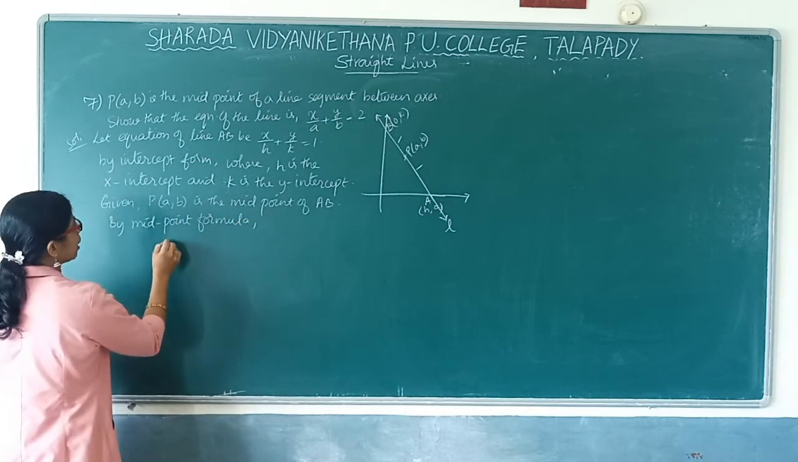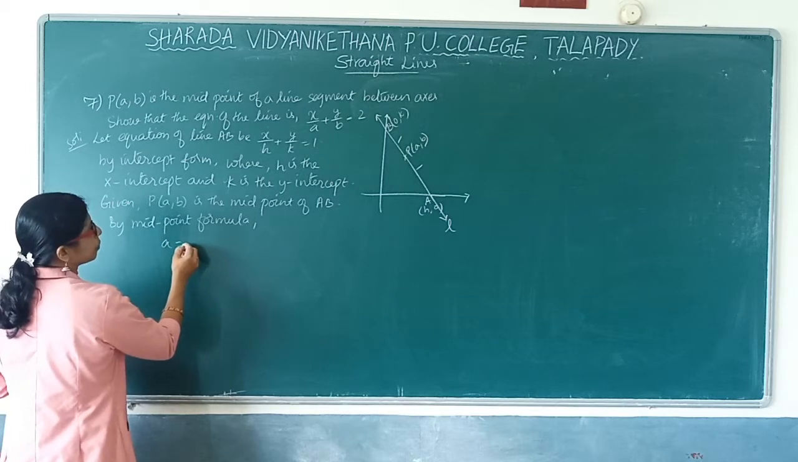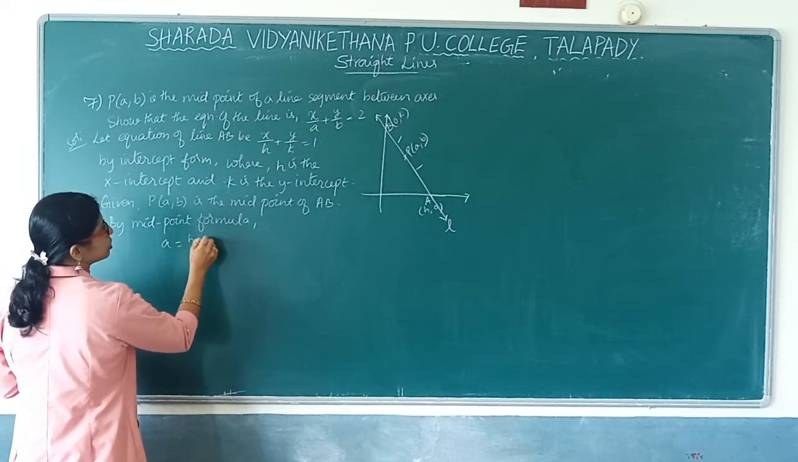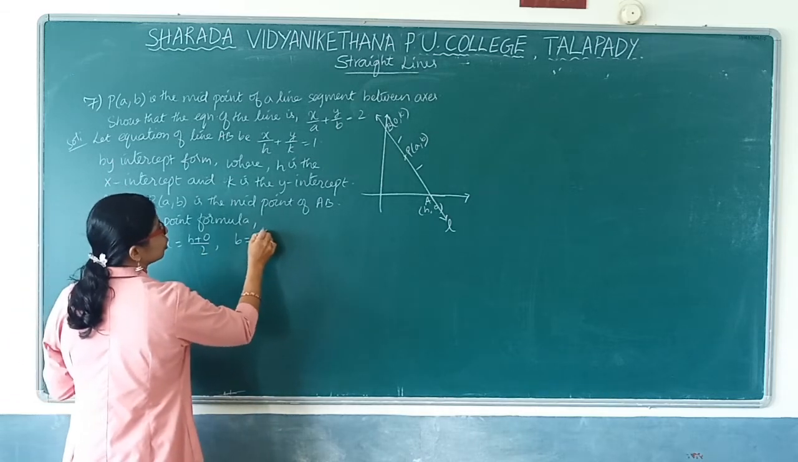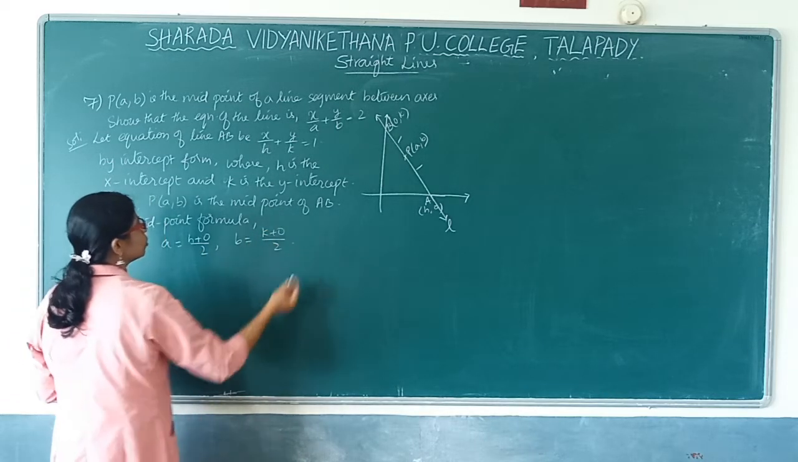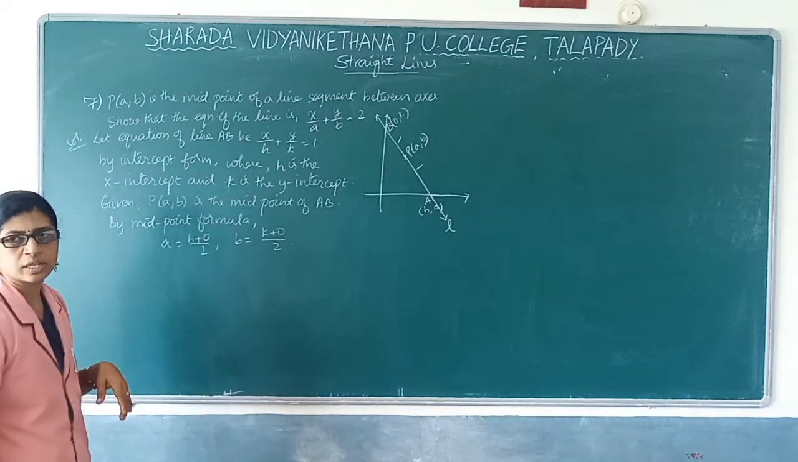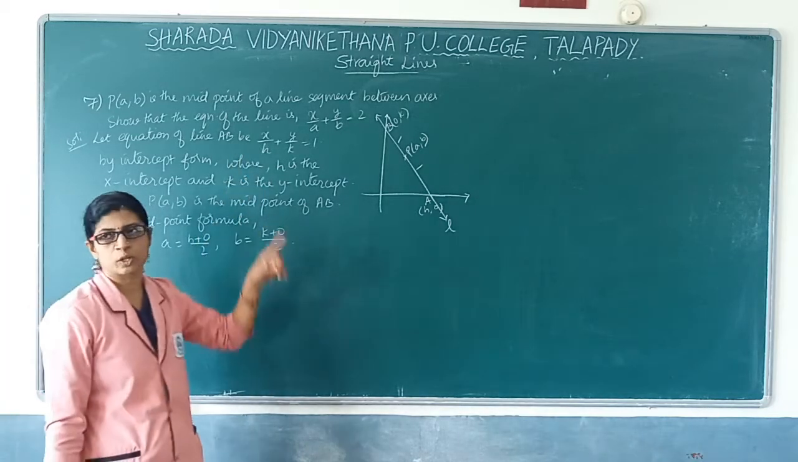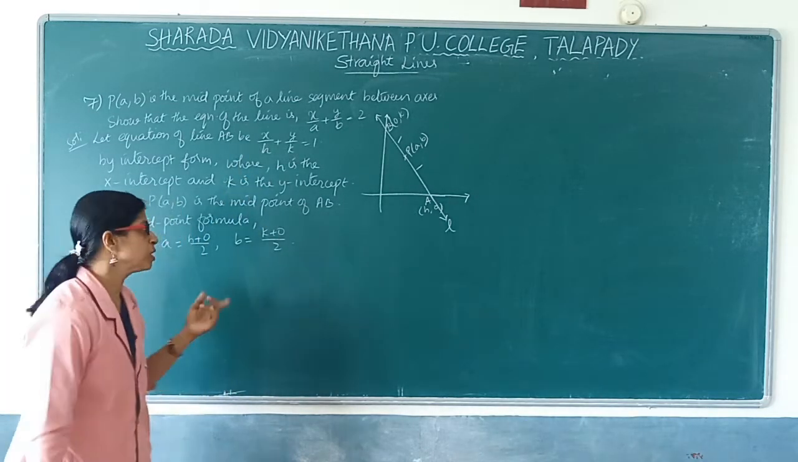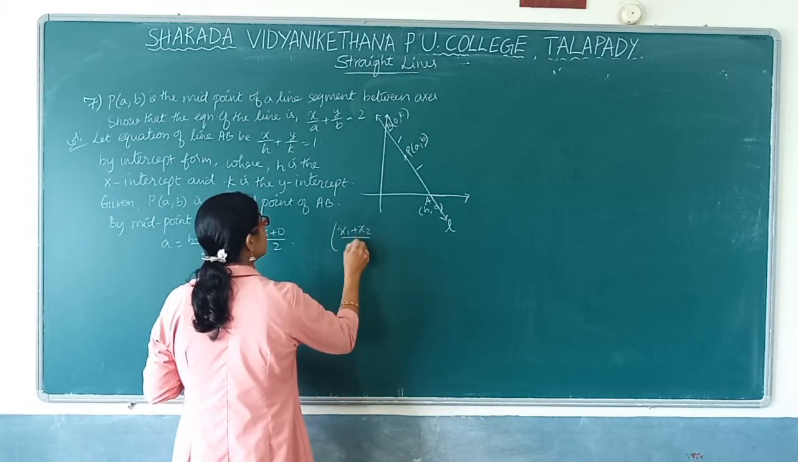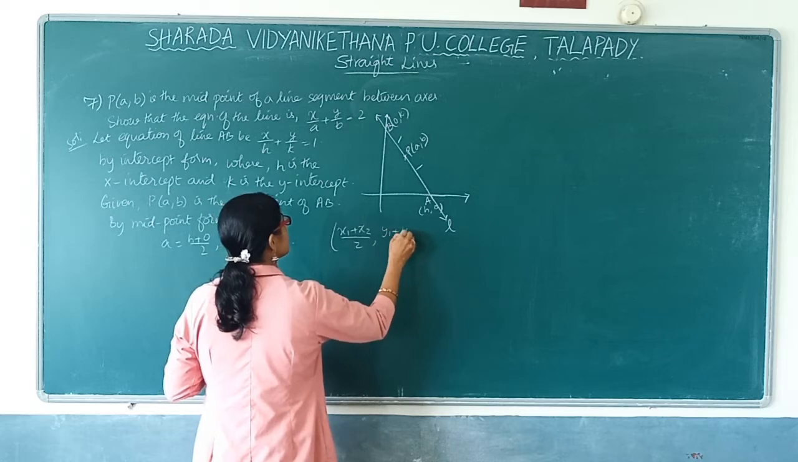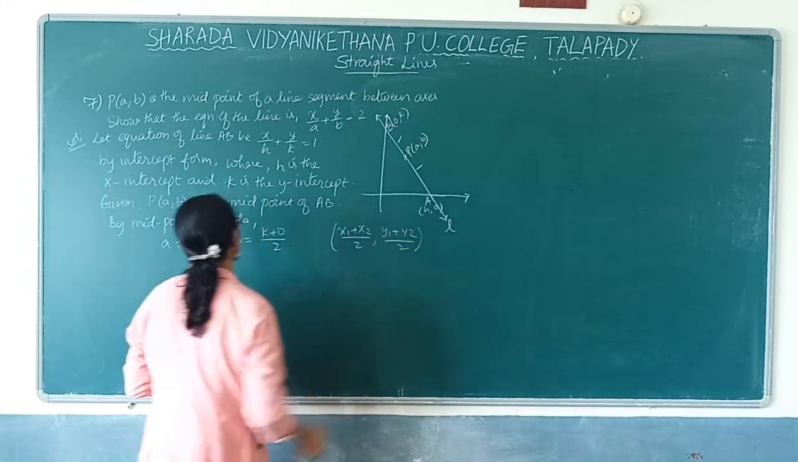What is a? a is equal to (h plus 0) by 2 and b is equal to (k plus 0) by 2. You know the x coordinate and y coordinate. What is the x coordinate? (x1 plus x2) by 2. What is the y coordinate? (y1 plus y2) by 2. If you want, you can mention here (x1 plus x2) by 2, comma, (y1 plus y2) by 2. This is the midpoint formula.